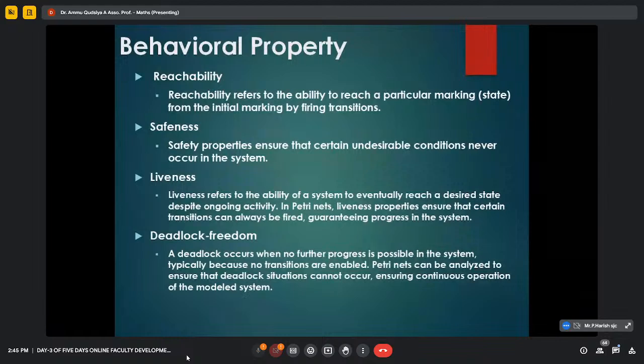The other property is deadlock freedom. Deadlock is when you cannot see any progress in the system. If there is any problem in the system, you cannot see any progress. A small example is if you don't have proper raw materials, then the system will not work. That can be checked using the deadlock freedom property. Petri nets can be analyzed to ensure that deadlock situations cannot occur, ensuring continuous operation of the modeled system. So using this property, you can check whether there is any hindrance, whether there will be any deadlock, and if it happens, how to overcome it. All these things can be studied using the deadlock freedom property.